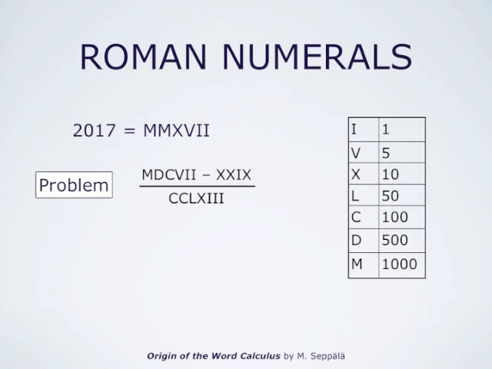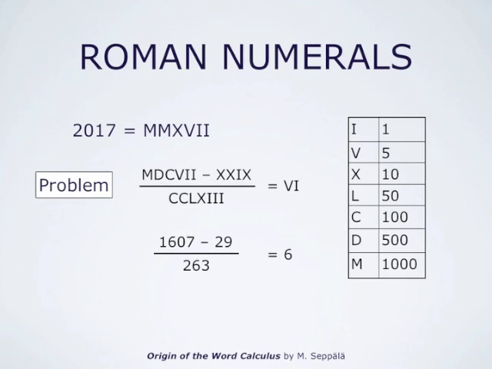Let me return to the arithmetic problem presented earlier in this video. Compute MDCVII minus XXIX and that difference divided by CCLXIII. Now, using these Roman numerals, this is pretty complicated. But if we convert this computation to our regular number system, we get that MDCVII is 1607, XXIX is 29, and CCLXIII is 263. So we have to compute 1607 minus 29, and that difference divided by 263. A fourth grader can do this computation, and he or she gets 6. Therefore, we conclude that MDCVII minus XXIX divided by CCLXIII is just VI.